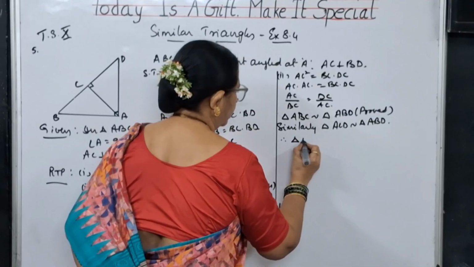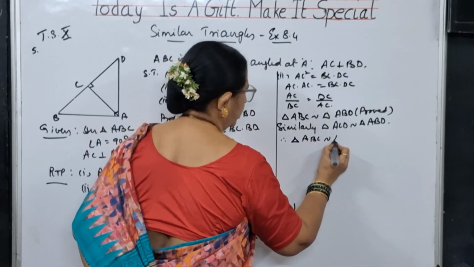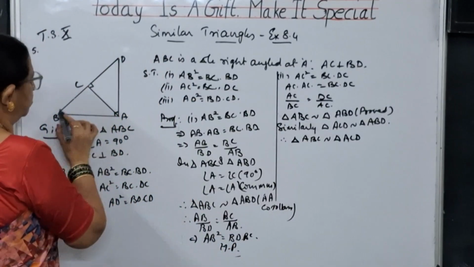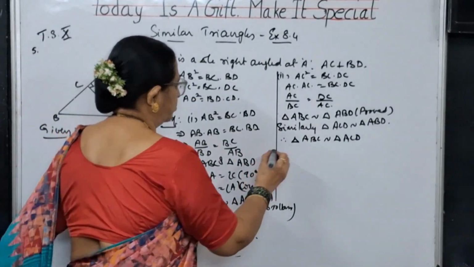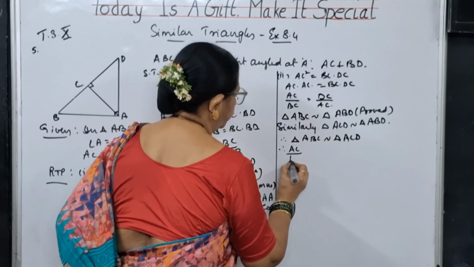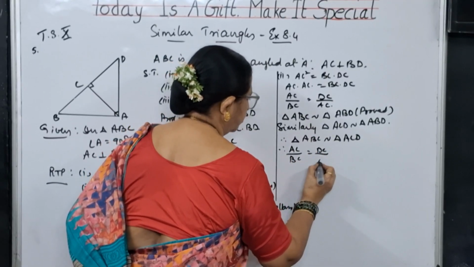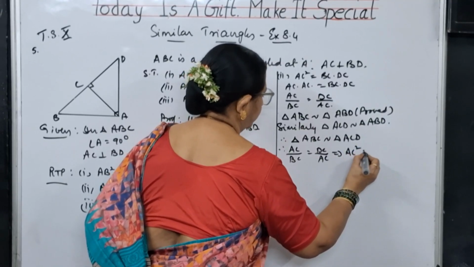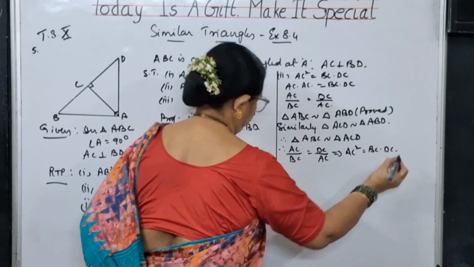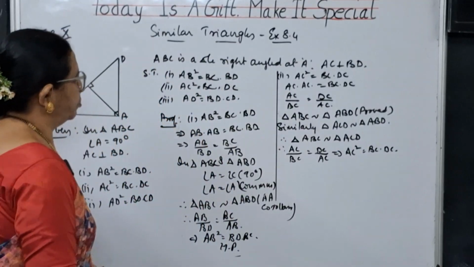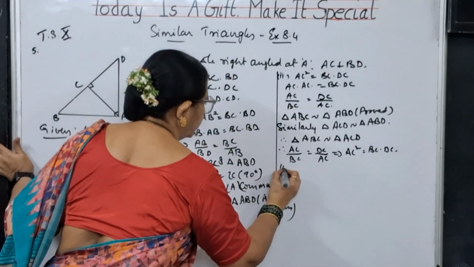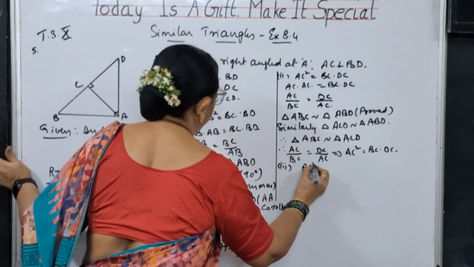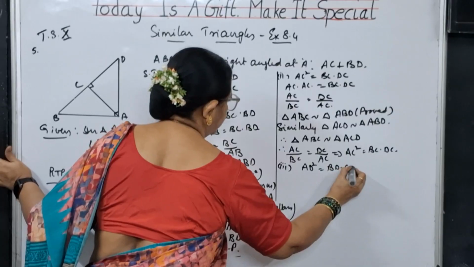Therefore, we can say that triangle ABC is similar to triangle ACD. That means what? AC by BC is equal to DC by AC. This implies AC square is equal to BC into DC. So this is the proof of the second one, children. Now go for the third bit. Third bit is AD square is equal to BD into CD.